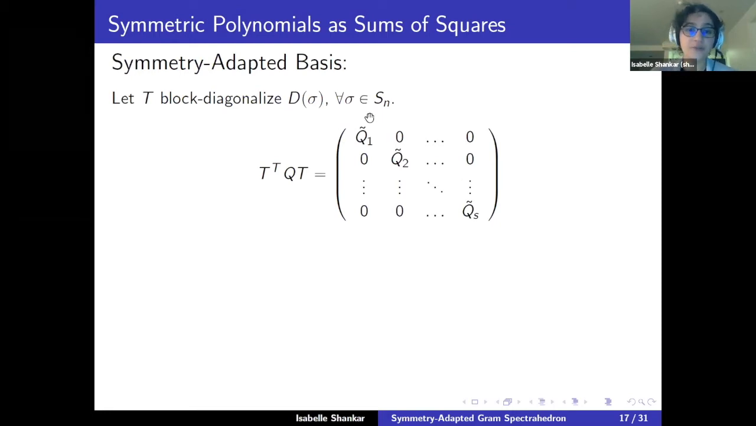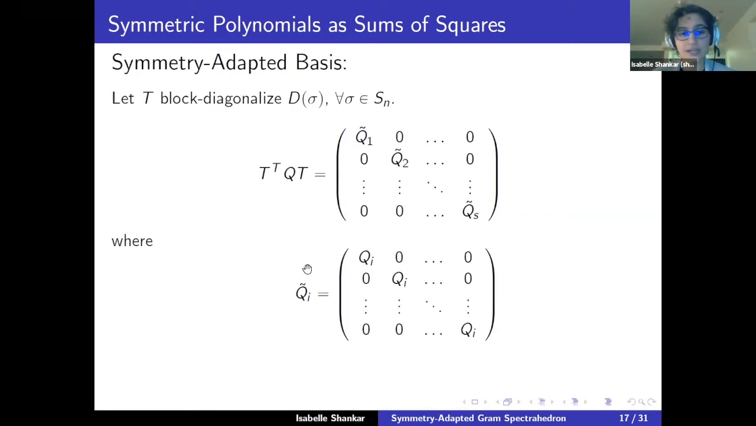Moreover, each one of these Qi tildes is associated to an irreducible representation of Sn. Right, so our space of degree D polynomials in n variables decomposes into its irreps with certain multiplicity, and that will inform this structure. So each one of these Qi tildes is associated to one of the irreps that appears in that decomposition.